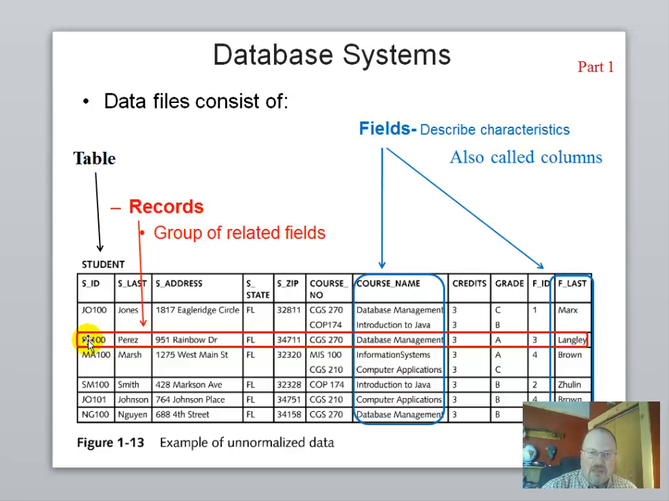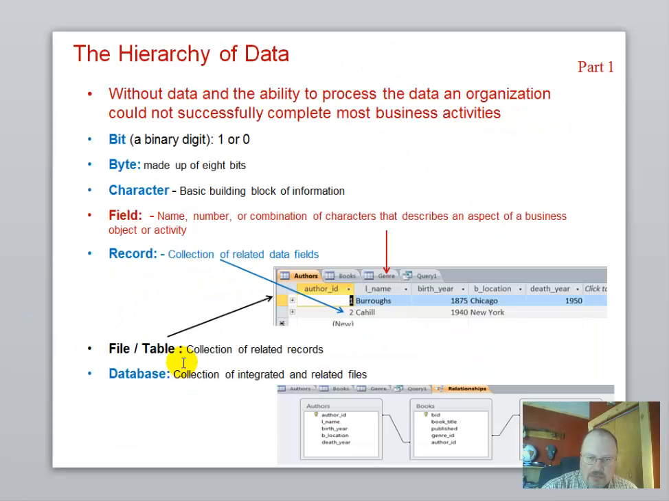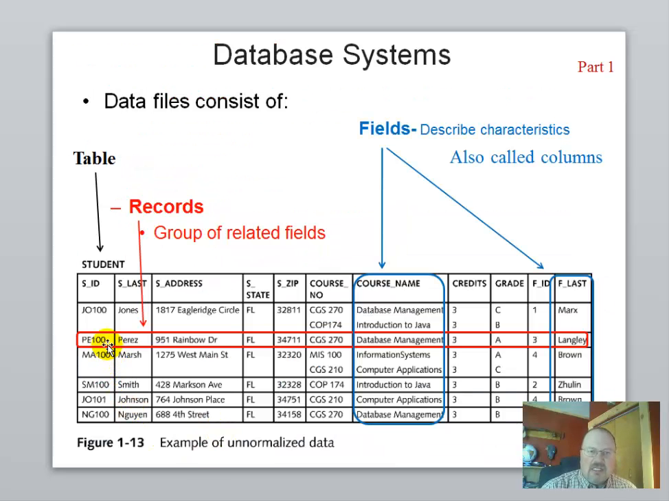Now, going across, we have records. And a record is a group of related fields. Well, a table is a group of related fields. A record, remember, is a collection of related data fields. Okay, I stand corrected. So when I was looking at this, I was looking clear across.